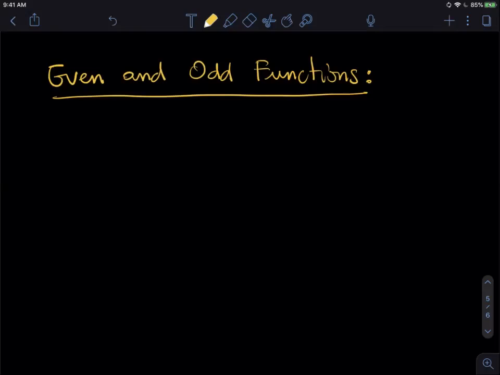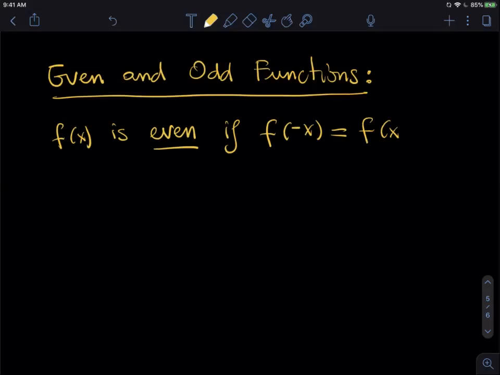In this video, we are going to discuss the notion of even and odd functions. So what is an even function? What is an odd function? So f of x is an even function if f of negative x equals f of x.